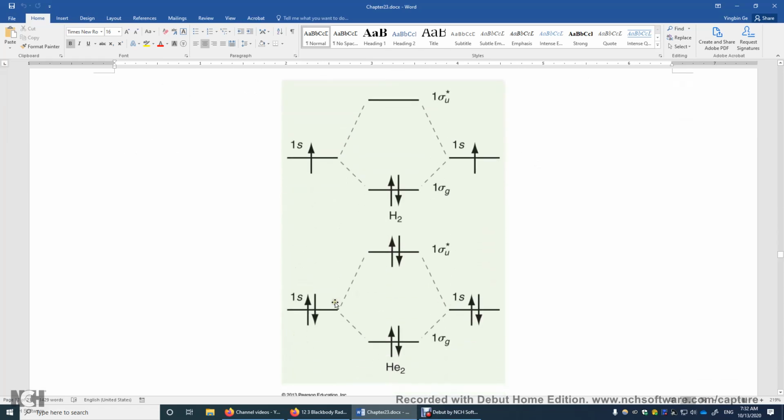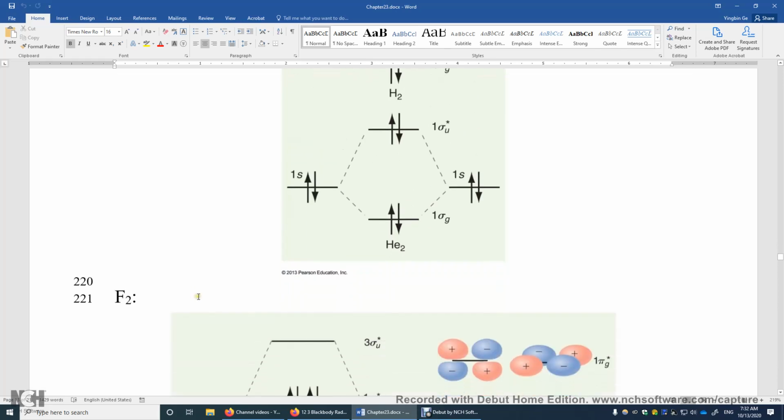Helium. The MO diagram of He2 is almost the same as H2, except that you need to put one more electron here, one more electron here. Therefore, this 1 sigma U star is fully occupied. The bond order is 0. This is because 2 minus 2 is 0. 0 divided by 2 is 0.